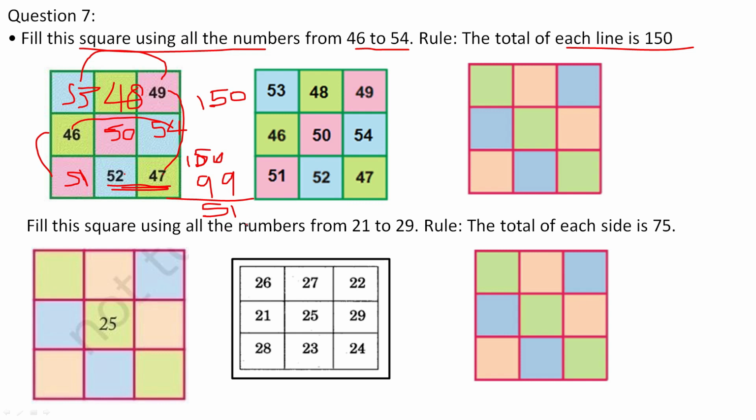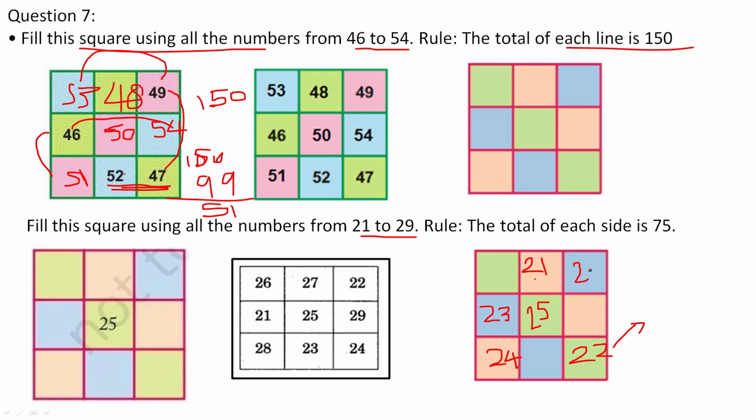Now using all the numbers from 21 to 29, the total of each side is 75. So here you can put the numbers in this way. First number you can put here, 21. 22 you should put diagonally, but there is no place, so it should come down. 22. 23 you should put diagonally, but there is no place, so you can put it here. 23. Then 24 you have to put diagonally, but there is no place, already 21 is occupied in that place, so 24 you can put it here. 24, 25 diagonally you can go.